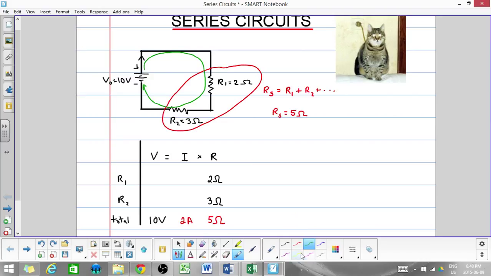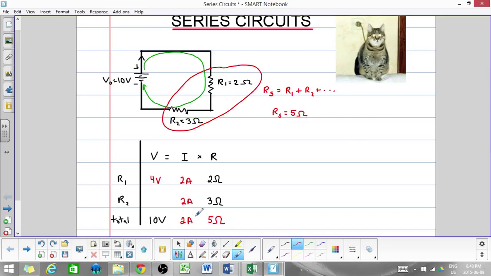Okay, well that's good news, because with the current the same everywhere in the circuit, that means 2 amps. And now we're almost solved. Because of Ohm's law, we now know that the potential through the first resistor is going to be 2 amps times 2 ohms is 4 volts.